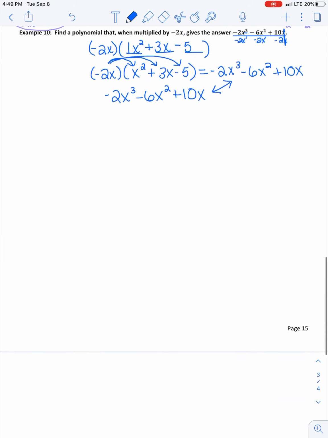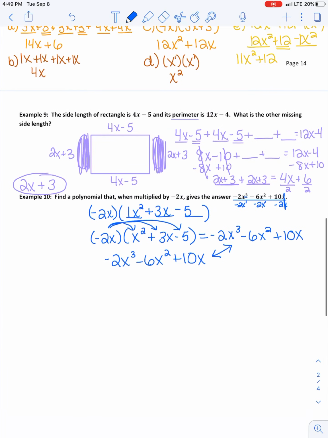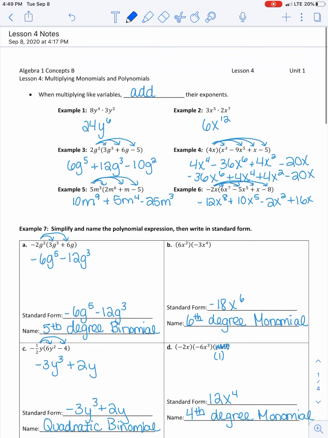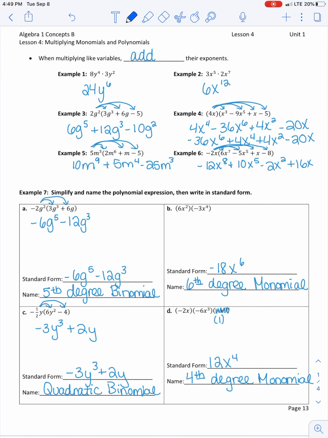All right, so that concludes page 15. So that concludes the notes for, I think, lesson 4 that we're on now? Yeah, so lesson 4, that concludes the notes for lesson 4. If you have questions, please bring them tomorrow.